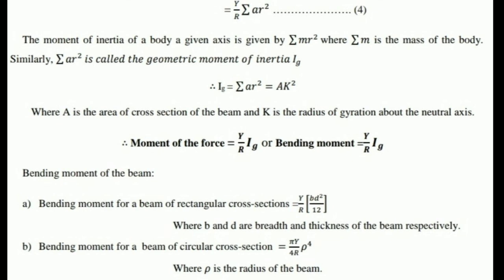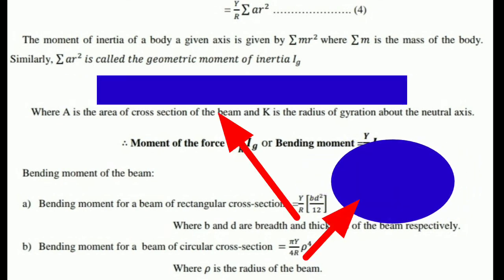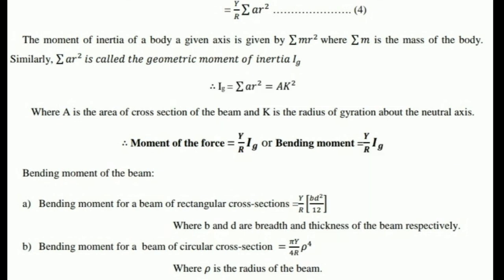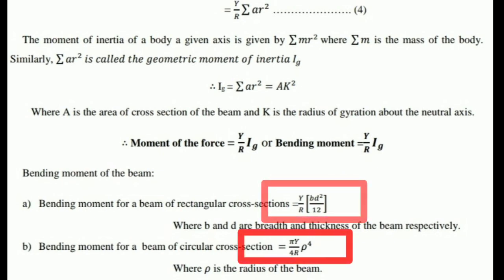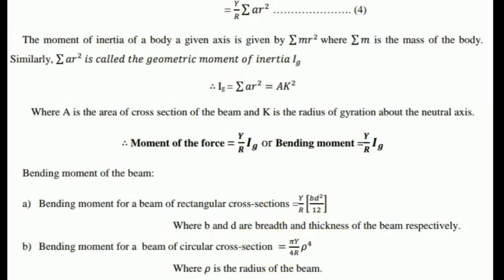In this derivation, we can select either a rectangular cross-sectional area or a circular cross-sectional area. For a rectangular cross-sectional area we have a different formula, and for a circular cross-sectional area we have a different formula, as we can mention in this derivation. This is the end of the derivation, and this derivation may come for 8 marks.